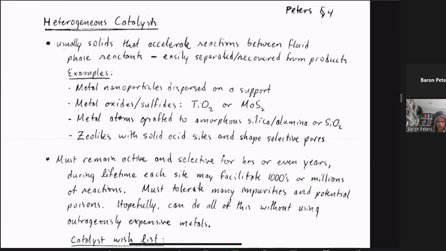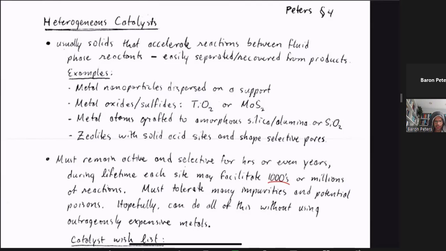One of the key features of a heterogeneous catalyst that's going to make it useful is it has to remain active and selective for hours or even years on stream. During its lifetime, each site may facilitate thousands or millions of reactions. And if you think about that, that requires an incredible degree of selectivity. In many cases, the reactant stream will have impurities and potential poisons. To make a commercial catalyst, this thing has to tolerate those and be able to remain active and selective in the presence of those things. One of the holy grails is that we would like to do all of this without using outrageously expensive metals.